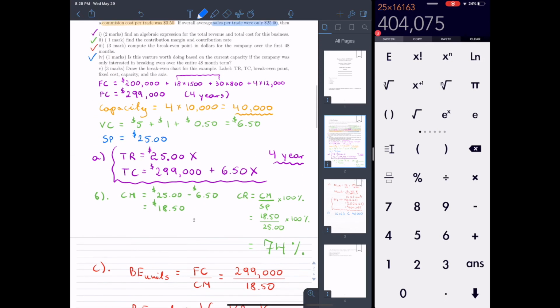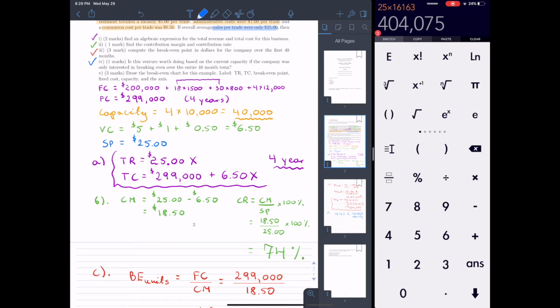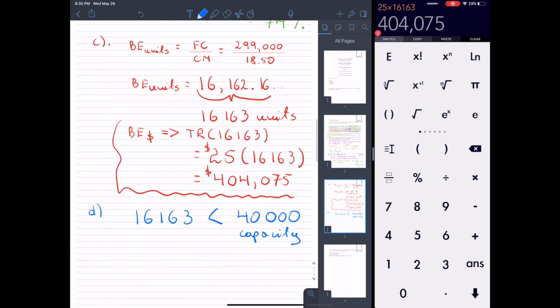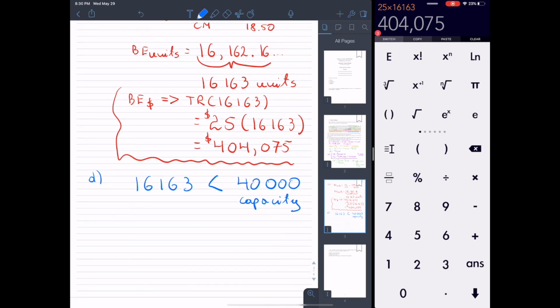So when they ask us, is the venture worth doing? Okay, if the company was only interested in breaking even over the 48 months, then clearly, yes, it is worth doing. Okay, and the reason is right there. Our break-even point, okay, is actually less than capacity. So clearly, if they're only interested in breaking even, they will be able to do that.